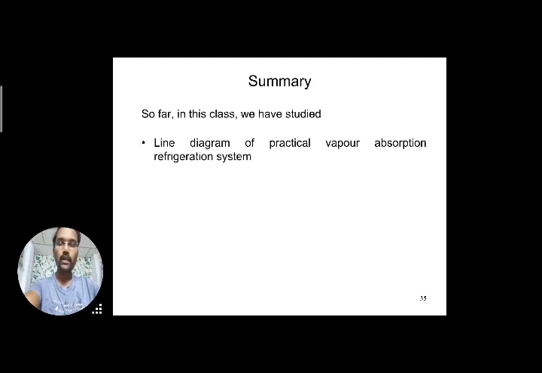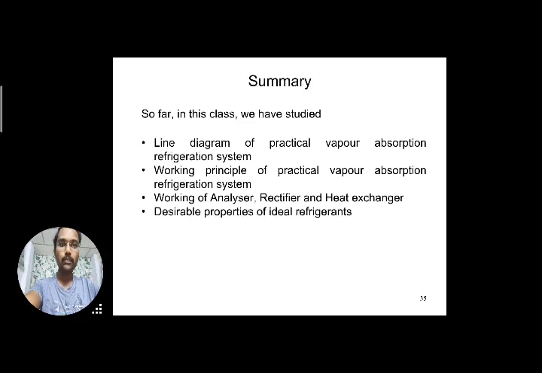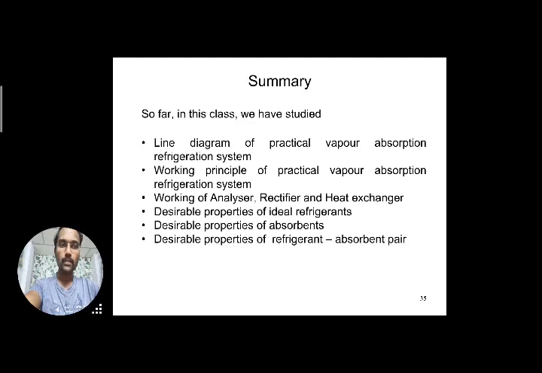Hope you have understood all these classes. We saw the line diagram and working principle of a practical vapor absorption system. We have seen the working of the analyzer, rectifier and heat exchanger, the desirable properties of ideal refrigerants, properties of absorbents, properties of the refrigerant absorbent pairs, and commonly used refrigerant absorbent pairs. We have listed all the pairs one by one, and seen the importance of ammonia and water mixing together.